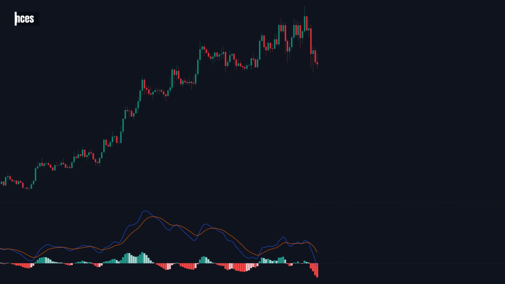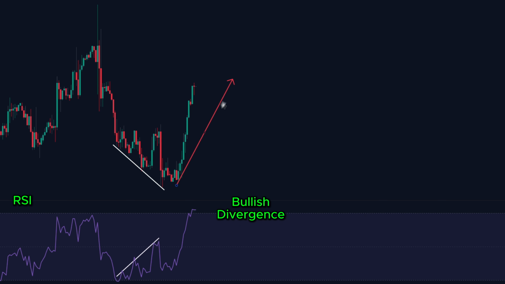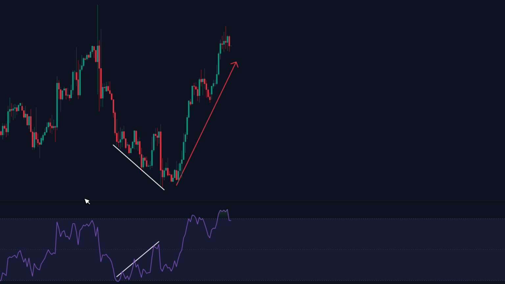Divergences. A divergence happens when the price is doing one thing, but your indicator is doing another. For example, price makes higher highs, but the MACD makes lower highs. That's a bearish divergence. Price makes lower lows, but RSI shows higher lows. That's a bullish divergence. Divergences warn that a reversal might be coming. Even if the trend still looks strong on the surface, they're powerful when combined with support or resistance or patterns.